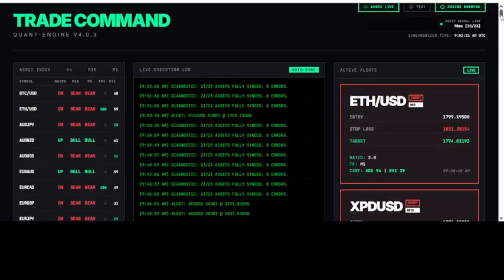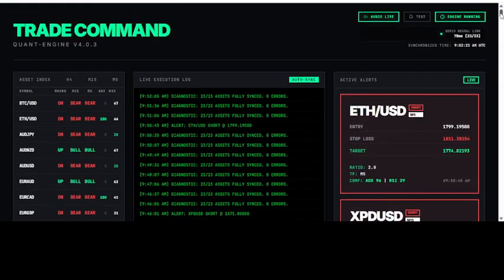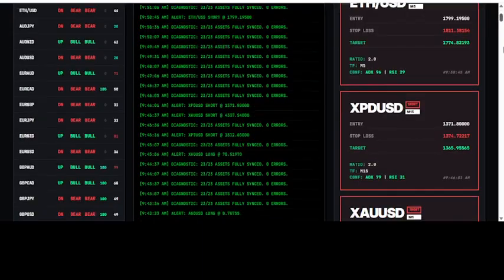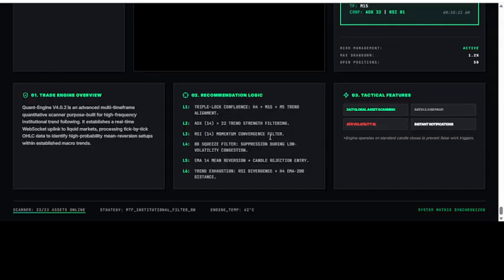Okay, so I've coded a trading logic into the engine here. If we scroll all the way to the bottom of the dashboard, this is the core logic that went into the Trade Command Quant engine, utilizing various indicators: ADX, RSI, Bollinger Bands, EMA, and trend exhaustion.